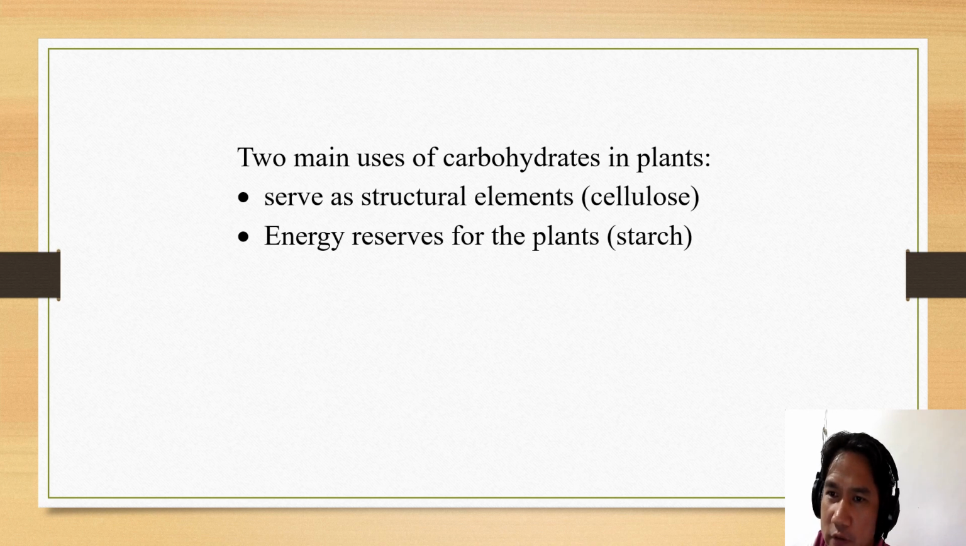So cellulose, as a structural component, can be found in the cell wall of the plant cell. And in plants, carbohydrates also serve as energy in the form of starch. Starch is also a polysaccharide. Both cellulose and starch are made up of glucose, but they have different functions. In the coming slide, I will also explain the main difference between the two.